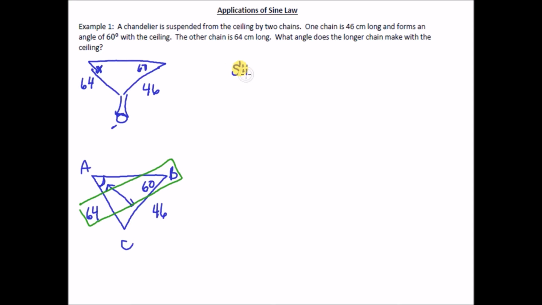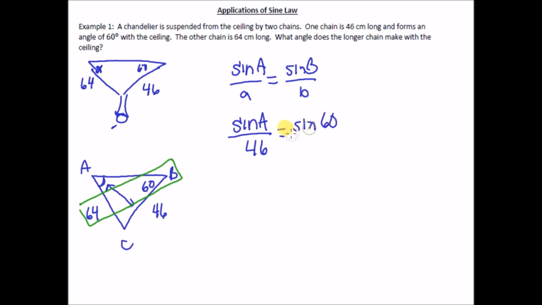Let's put the angle on top. Sine A over A equals sine B over B. Now, we don't know A, that's what we're solving for, but the length of A is 46, and angle B is 60, and the length of B is 64. So let's go ahead and cross multiply. So we have sine A equals 46 sine 60 over 64.